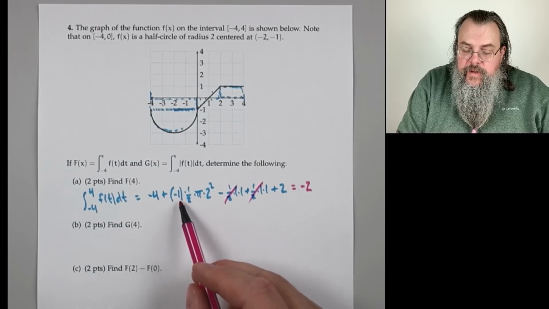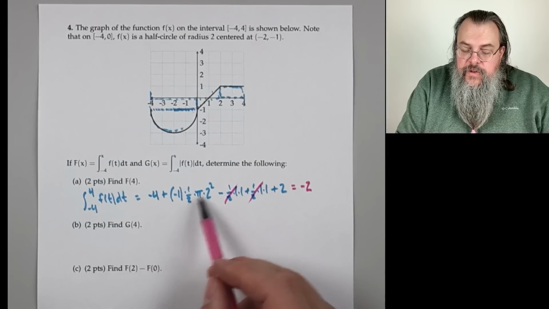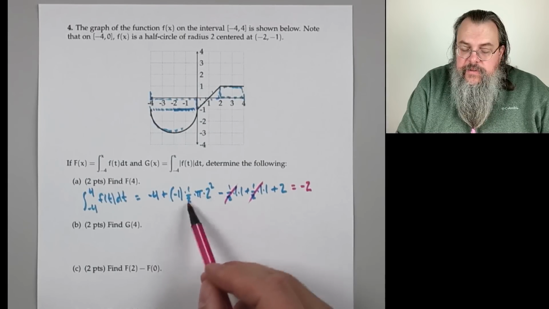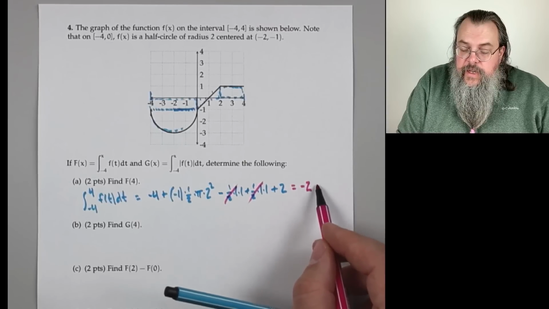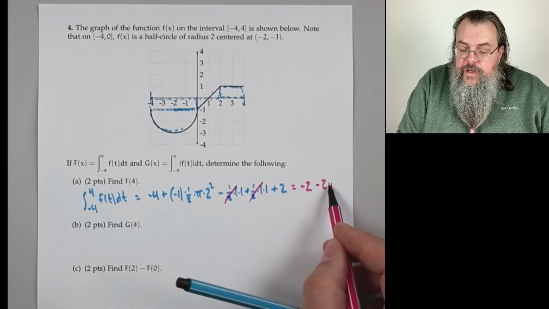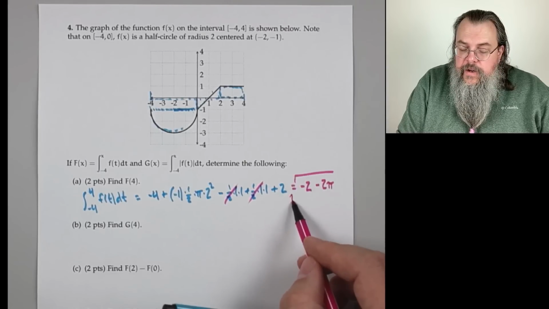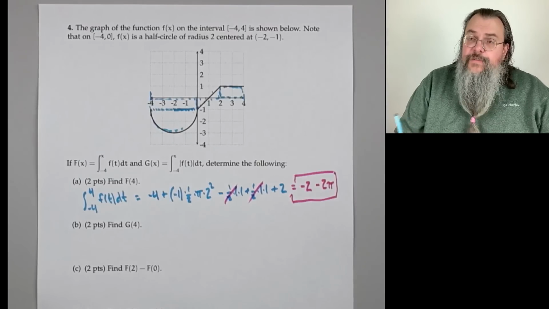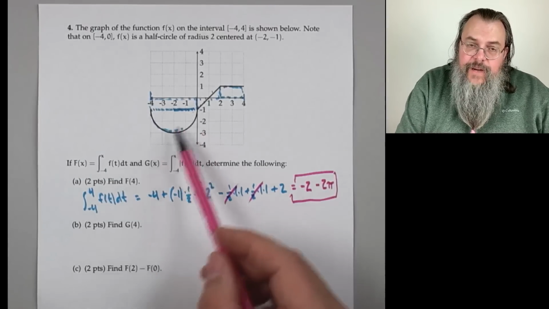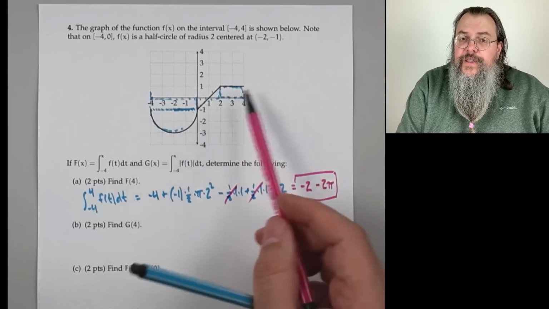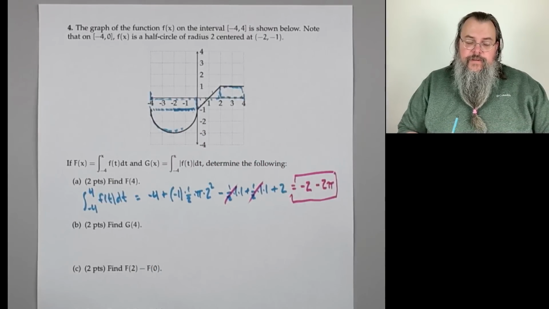This minus will stay a minus. The 2 goes into 2 squared. That leaves us with a single 2. So we're going to have a minus 2 pi. Okay, it's a negative answer, but it's not surprising it's negative because there's a lot more area below than there is above. So we should expect a negative.